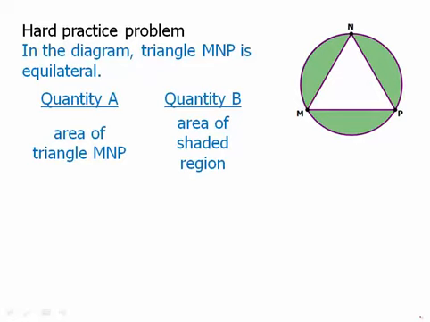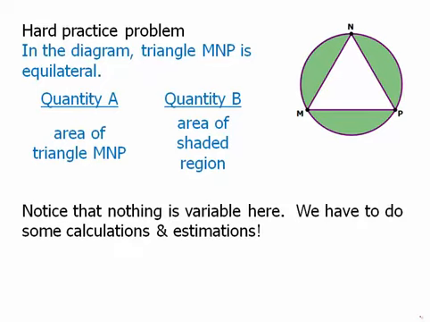Okay, so here everything is locked in place. We have an equilateral triangle that's part of a circle. It's true that we don't know the actual size, but because essentially we're looking at a ratio, we're comparing one area to another, it doesn't matter if it were bigger or smaller, the relationship between those two areas would be the same. So essentially it's like finding a ratio. The actual lengths don't really matter. So nothing is variable here. We have to do some calculations, and most importantly, we're going to have to use our estimation skills.